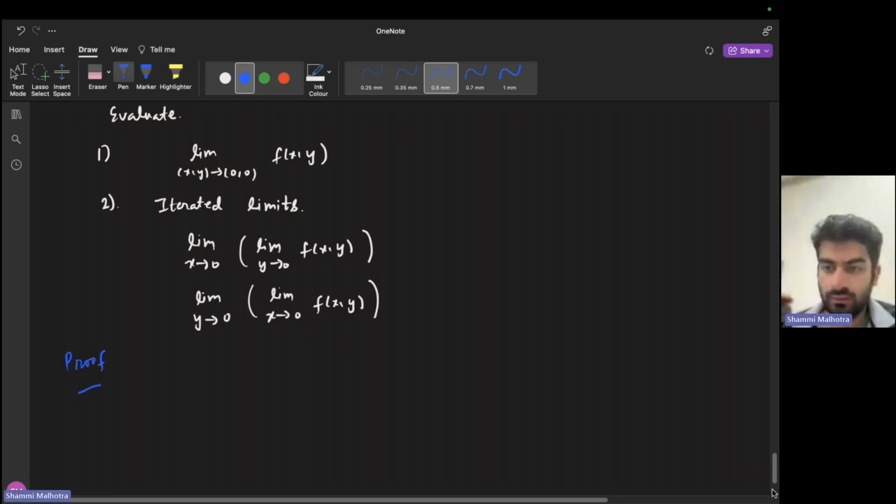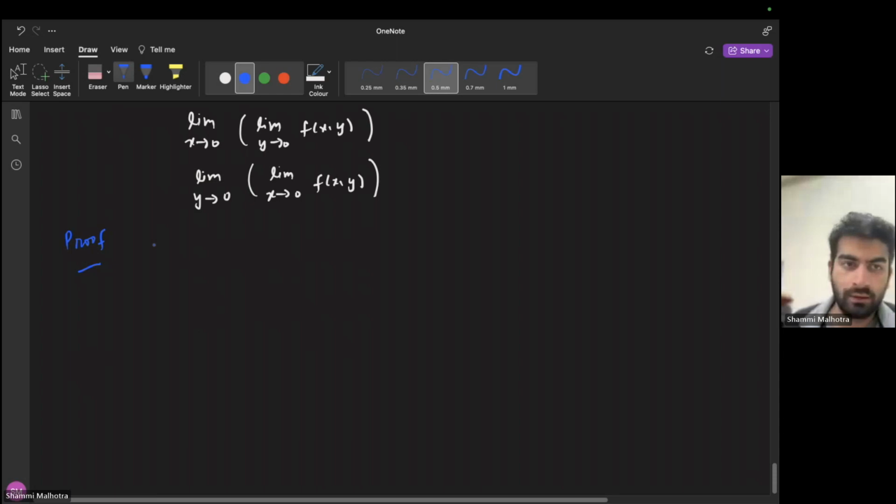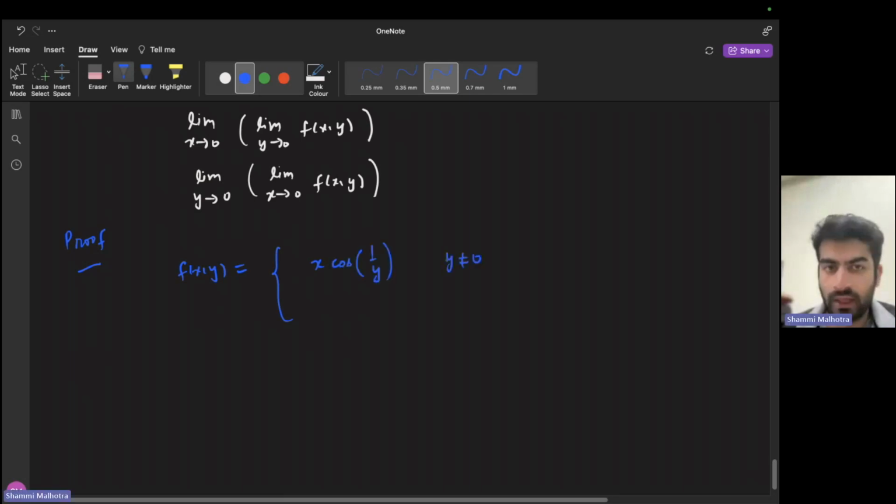So let's start. Now, our function was given as f(x,y) = x cos(1/y) where y is non-zero, and we have 0 whenever y is 0. Okay, so let us start with this question. I would like to evaluate the double limit first.